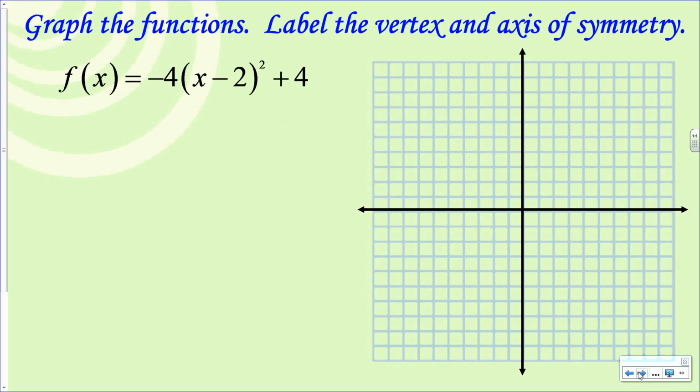Okay. So now we're going to graph the function. These directions come directly from your homework. Okay, so this is exactly what you're going to do. You're going to graph the function, label the vertex and axis of symmetry. Okay? So what form is this in? Vertex form. Great. Wait till everyone gets the problem written down. I will pause for a moment.